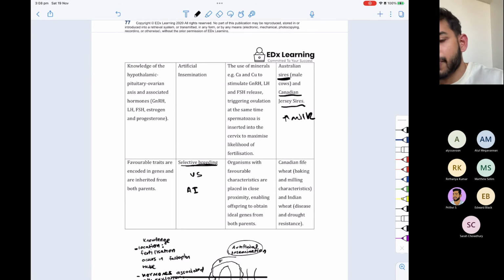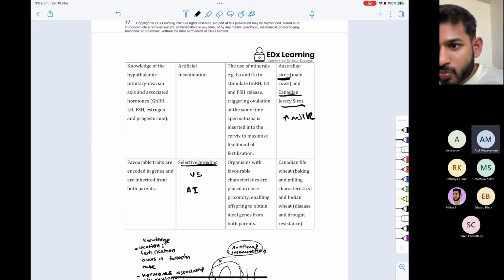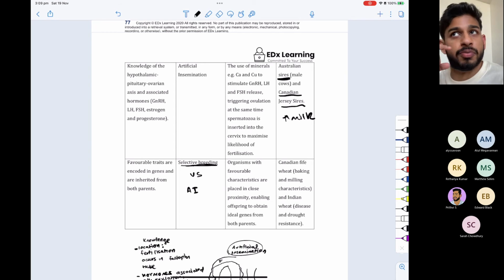Let's go with Atul. Atul, what's the difference between selective breeding and artificial insemination? In selective breeding, don't they do the breeding for particular traits, whereas in artificial, I'm not sure what artificial. Yeah, close, but both of them are for favorable traits, right?